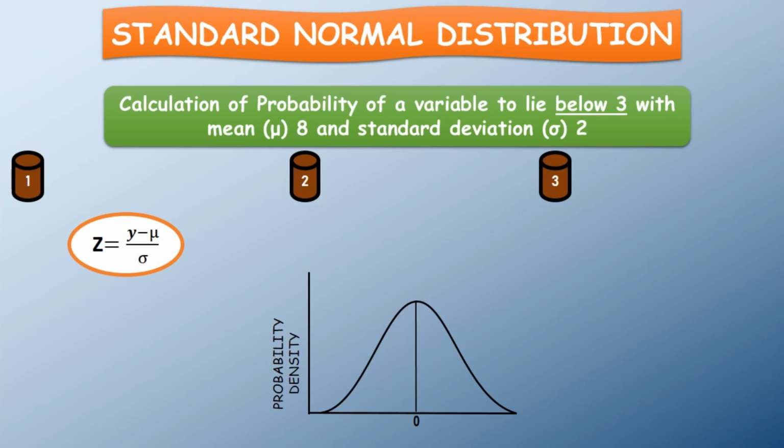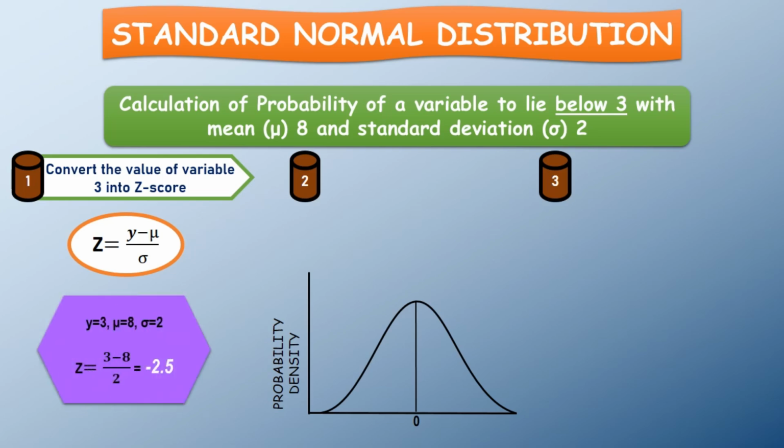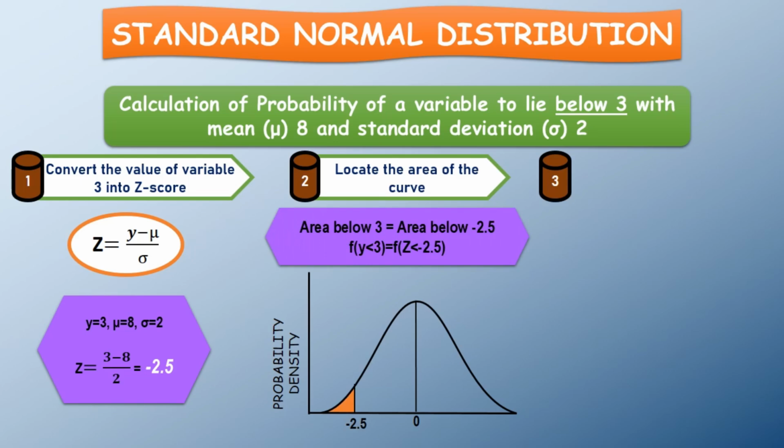Example 1. Find the probability of a variable to lie below 3, where data has mean 8 and standard deviation 2. Let's go through all the steps one by one. Step 1. Convert the value of the variable into z-score. Now following this formula, we will get the z-score of 3 as minus 2.5. Step 2. Find out the area of the z-distribution curve we want to find. Now let's shade the area on the curve for values less than minus 2.5.